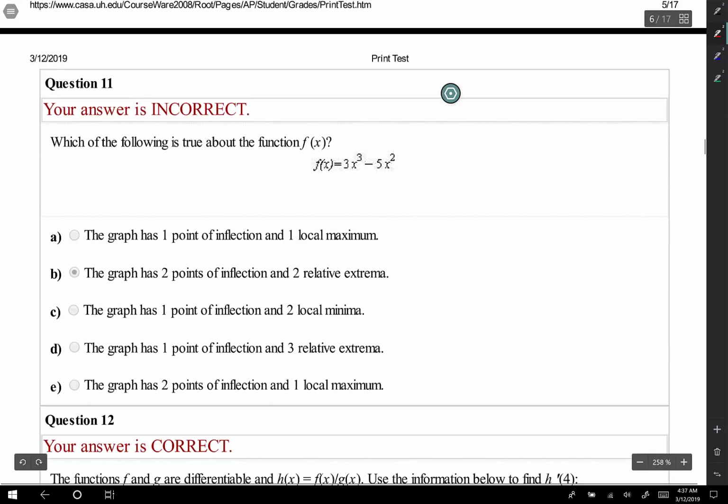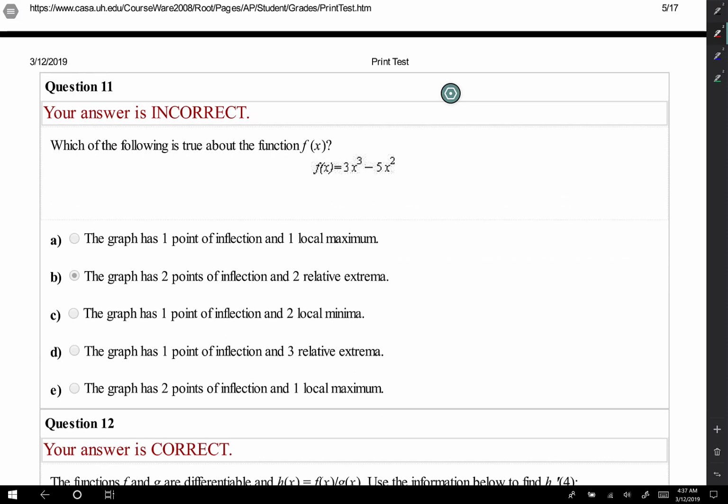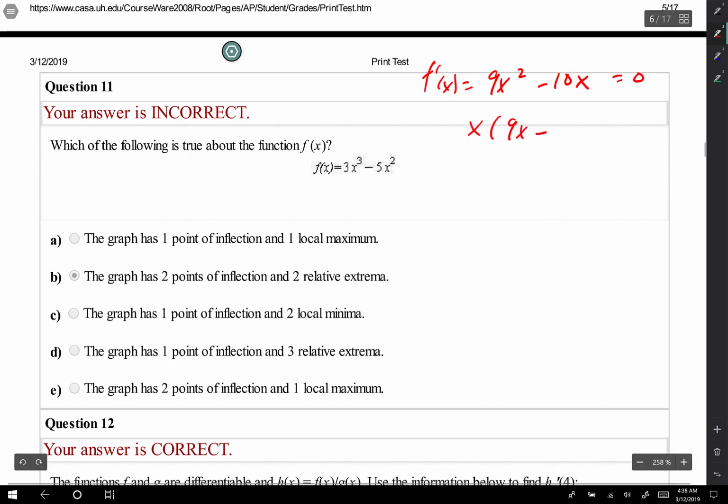Good job. All right, which of the following is true about the function? The best way to do this, this is non-calculator, guys, is you're just going to have to go through the motions here. So let's figure it out. Let's take a derivative. F prime of x equals 9x squared minus 10x. I'm going to get my critical numbers where this equals 0. I'm going to factor out an x, so I'm going to have x times 9x minus 10. And I get two critical numbers: 0 and 10 over 9.